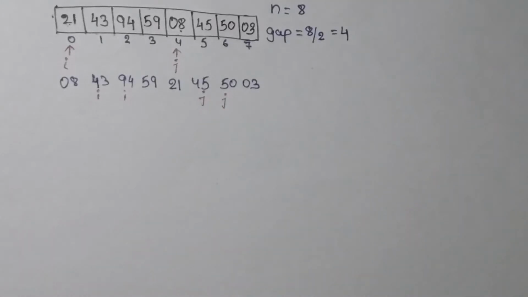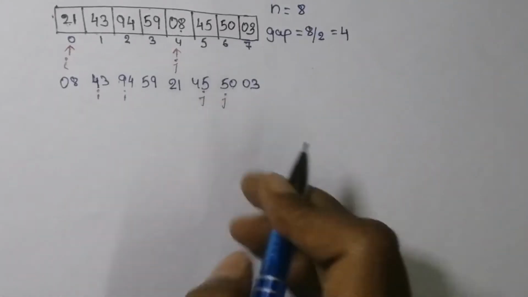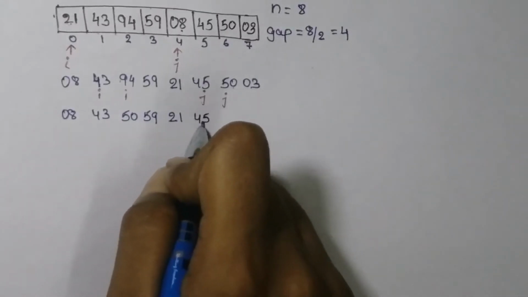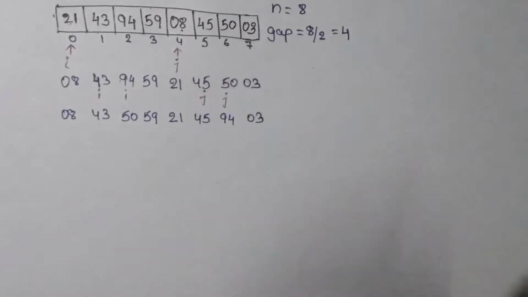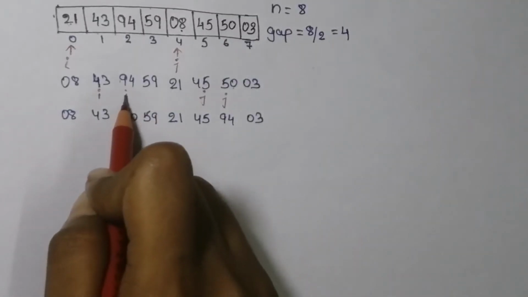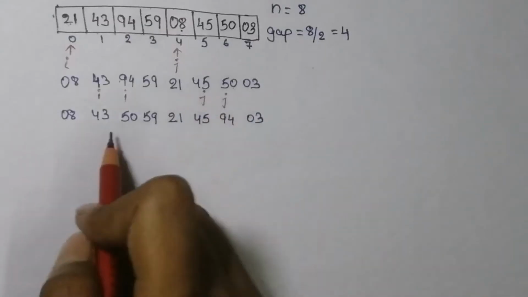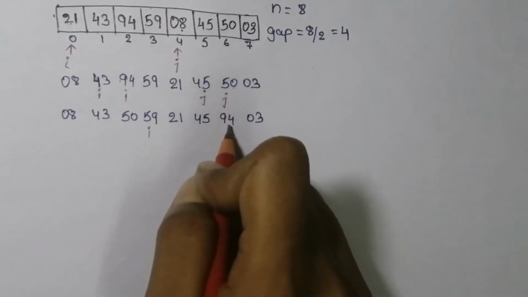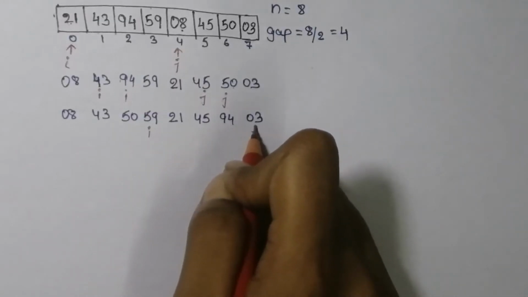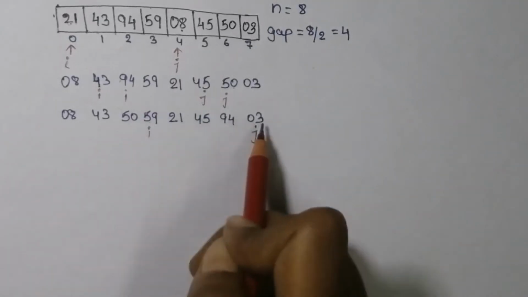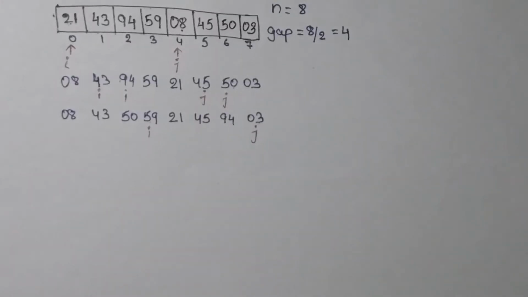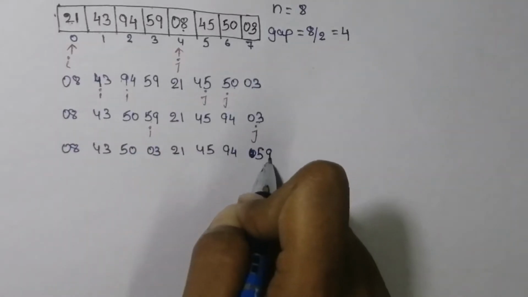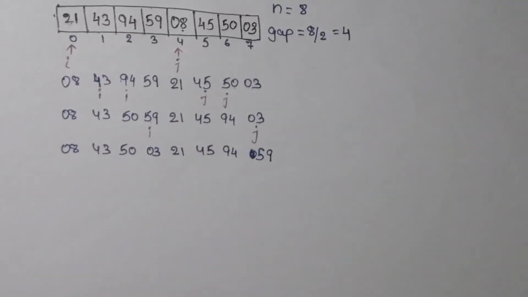Is 94 greater than 50? Yes. So we need to swap 94 with 50. So after swapping 94 with 50, the array will look like this, right? Previously the value of i was this index and j was this index. Now both of them will be incremented and i will come to this position and j will come to this position, right? Now we will compare 59 with 3. Is 59 greater than 3? Yes. So we again need to swap both the elements. So this is how our array will look after swapping, right?